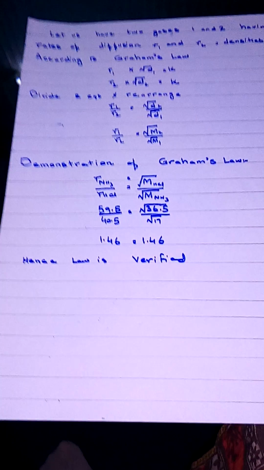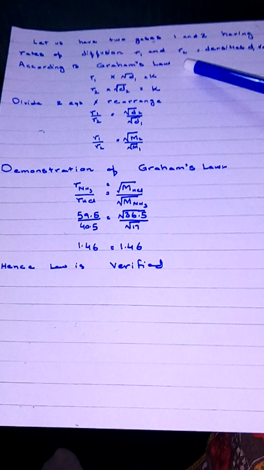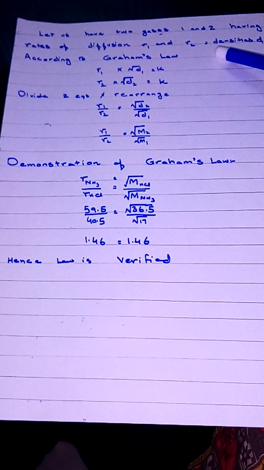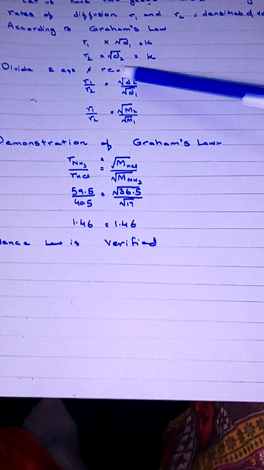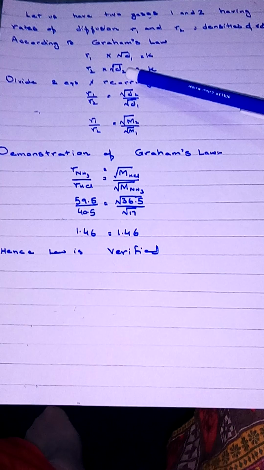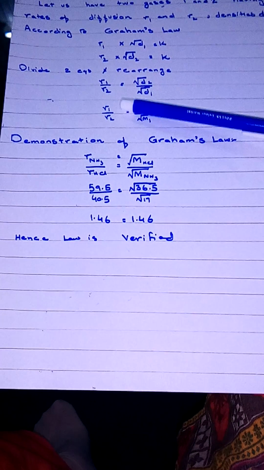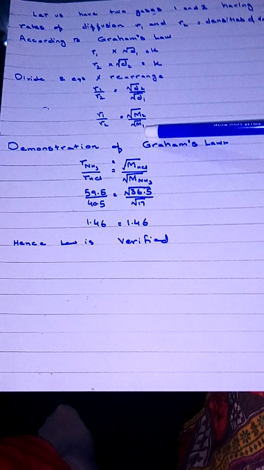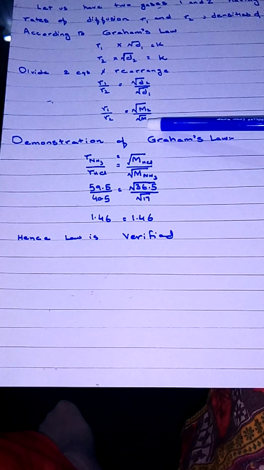Let us consider two gases, 1 and 2, having rates of diffusion R1 and R2, and their densities represented by D1 and D2 respectively. According to Graham's law, R1 into D1 is equal to K, and R2 into D2 is equal to K. Divide the above two equations and rearrange: R1 over R2 is equal to the square root of D2 over D1. R1 over R2 is equal to the square root of M2 over M1, because densities are directly proportional to the molecular masses, so Graham's law can also be written as follows.